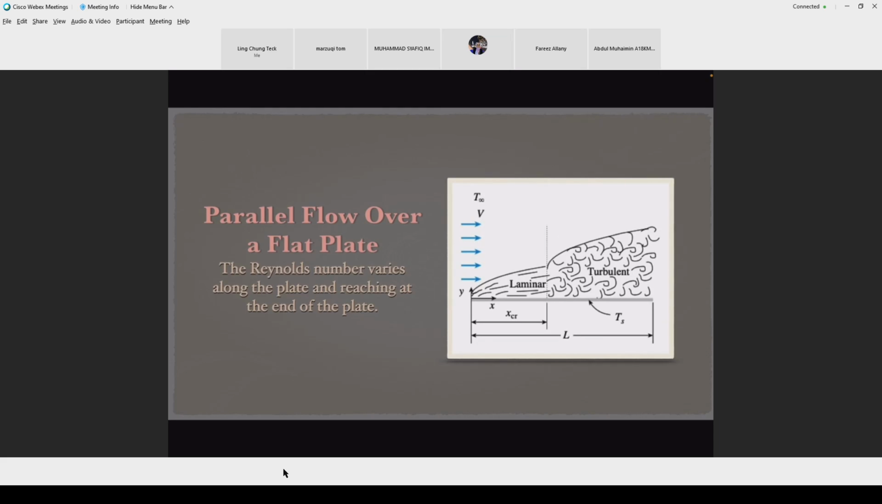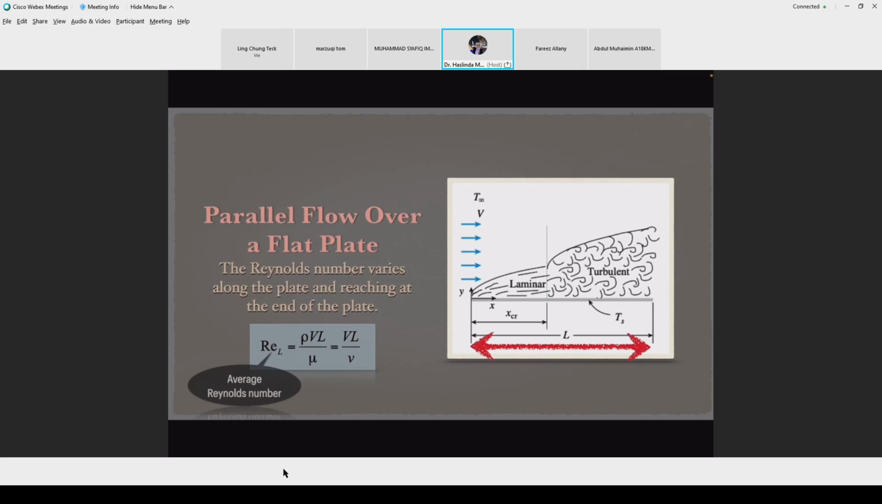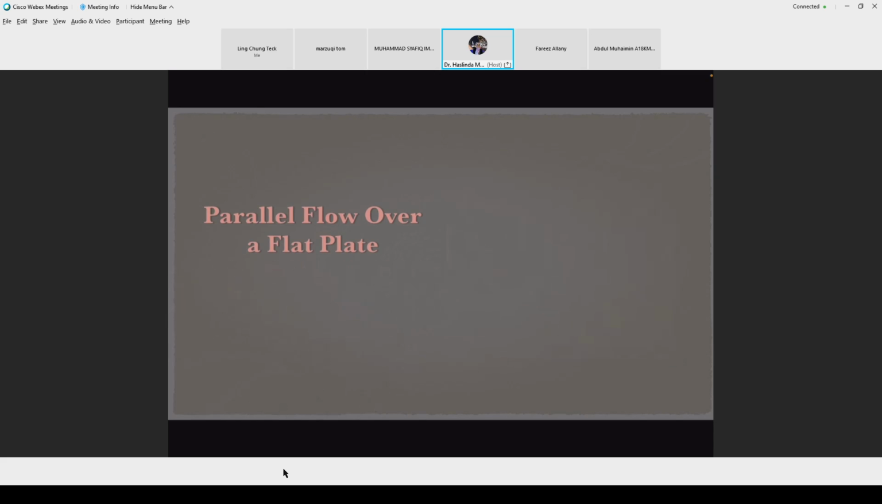Okay, so the number we have two types. The first one is local and also another one is average. So this is average, for the entire plate. Okay, we call it as average Reynolds number to calculate Reynolds number for the entire flat plate.